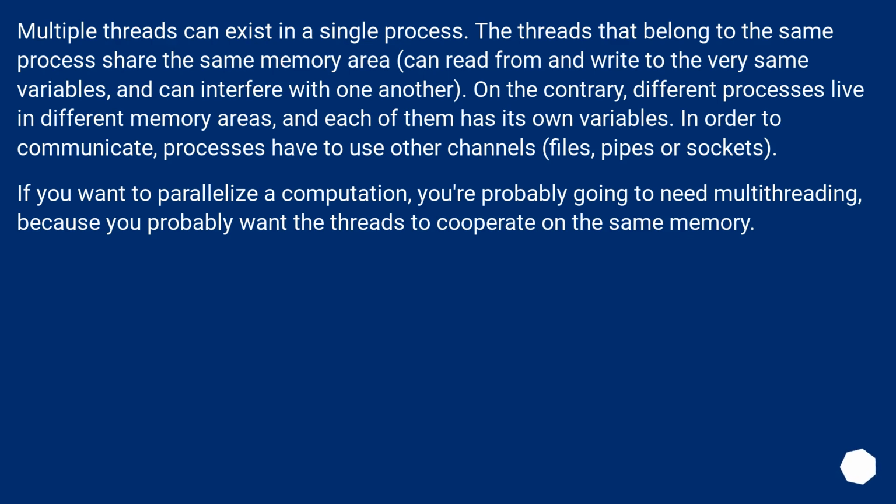Multiple threads can exist in a single process. The threads that belong to the same process share the same memory area, can read from and write to the very same variables, and can interfere with one another. On the contrary, different processes live in different memory areas, and each of them has its own variables. In order to communicate, processes have to use other channels: files, pipes or sockets. If you want to parallelize a computation, you're probably going to need multithreading, because you probably want the threads to cooperate on the same memory.